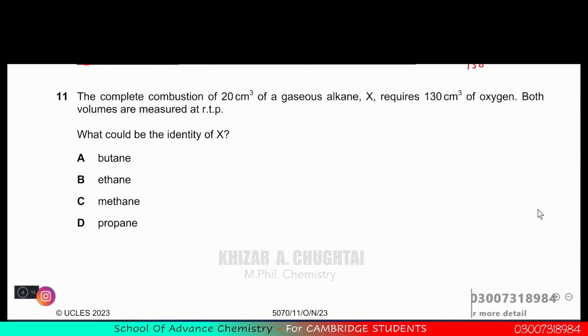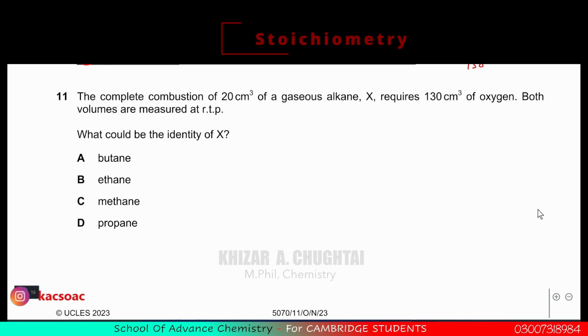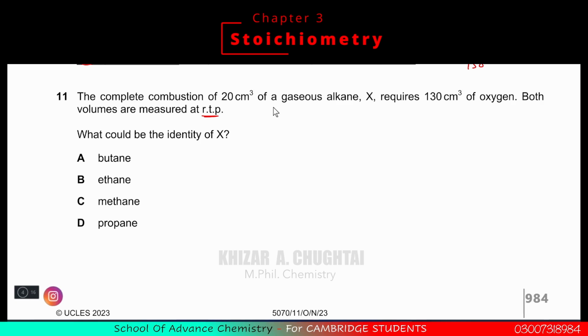Question number 11. The complete combustion of 20 centimeter cube of the gaseous alkane X require 130 centimeter cube of oxygen. Both volume are measured at RTP. What could be the identity of X? First of all, you know that this RTP, we can change this volume into mole. We can find the mole of the gases. However, there is the same ratio of the mole as that of the volume. Then yes, we can make it shortcut and we can find the answer as well.